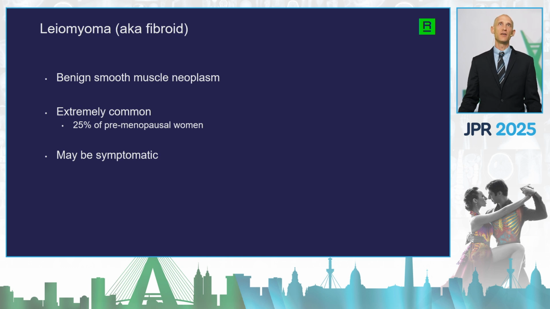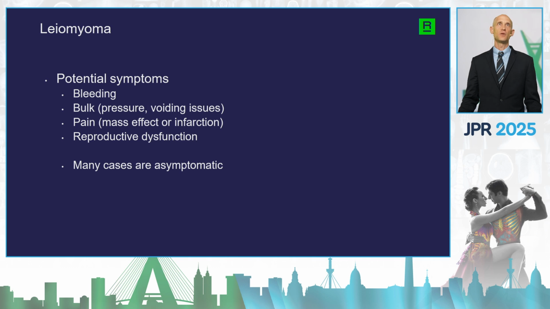Now, these are our benign smooth muscle neoplasms. They are extremely common. It's estimated that they occur in about 25% of premenopausal women. Know that they may be symptomatic. And some potential symptoms include bleeding symptoms, bulk, things like pressure and voiding issues, pain, which may relate to mass effect on other structures in the pelvis, or infarction, and then reproductive dysfunction, especially if there is a large number of fibroids or they are submucosal in location. But please be aware that many cases are actually asymptomatic.